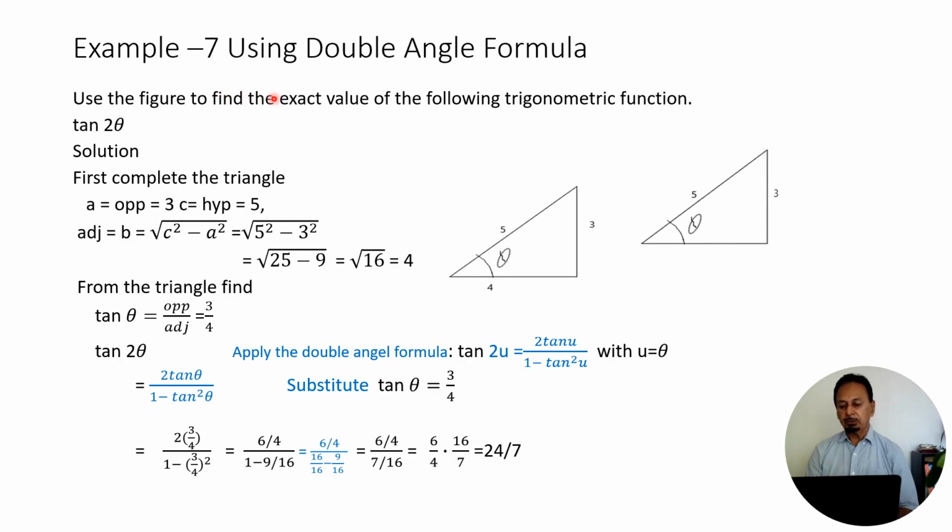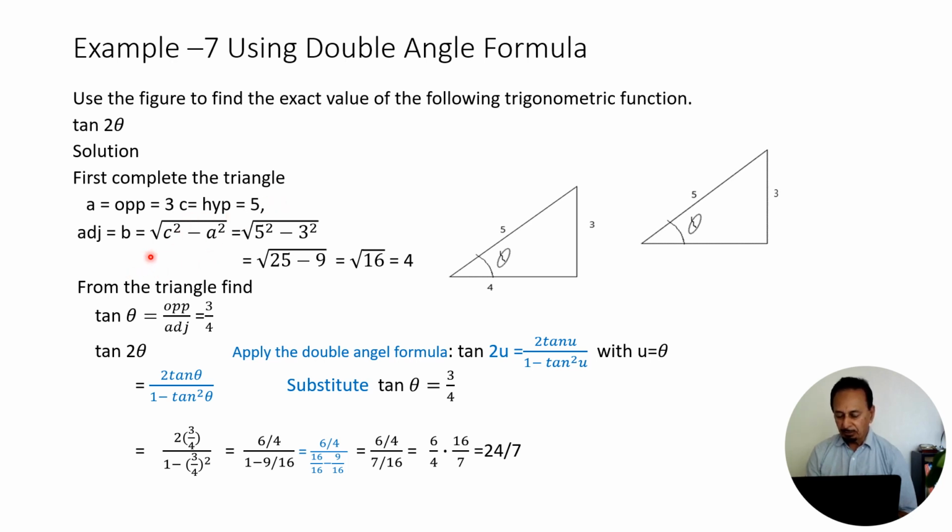So example 7, using double angle formula. Use this figure to find the exact value of the following trigonometric function, tangent 2 theta. The given triangle has opposite side 3 and hypotenuse 5, so the adjacent is missing. So we're going to find the adjacent first. A is 3, which is opposite, and C is the hypotenuse, which is 5. We're going to find the adjacent, which is B, and the Pythagorean theorem says that B equals the square root of C squared minus A squared.